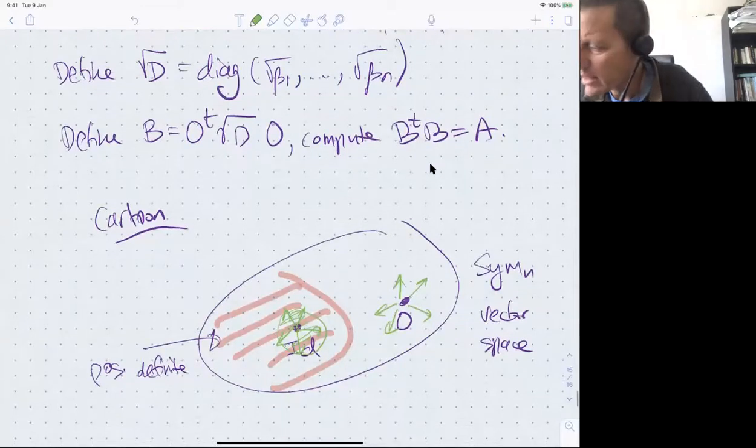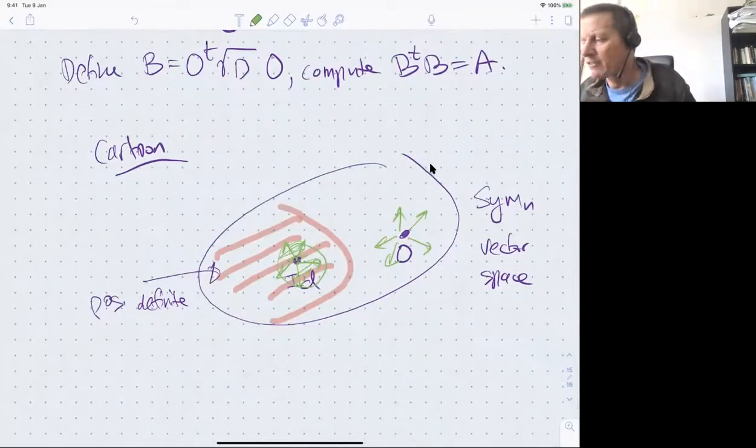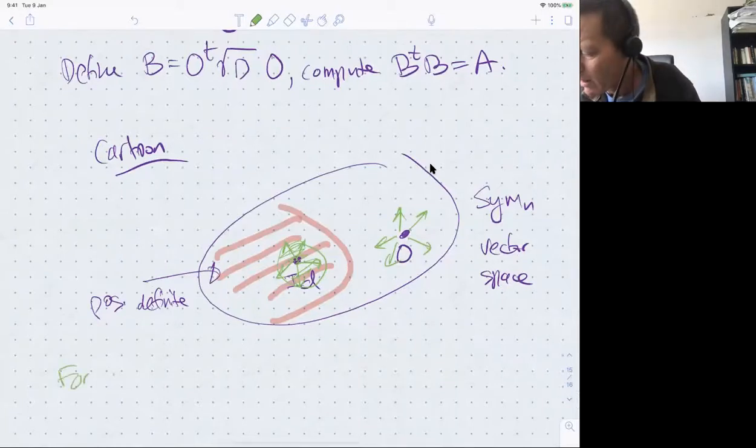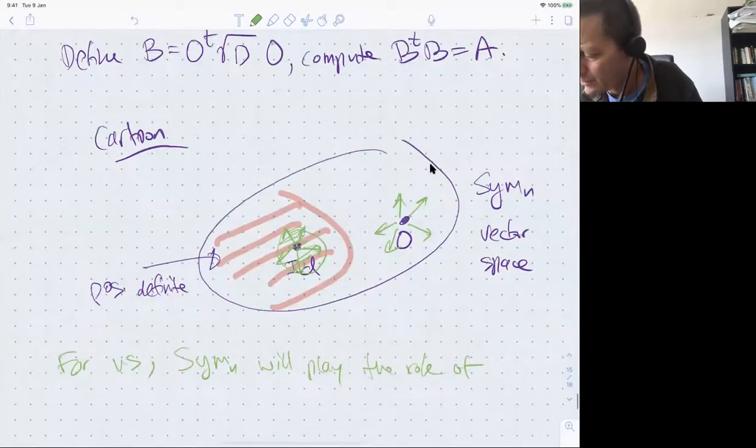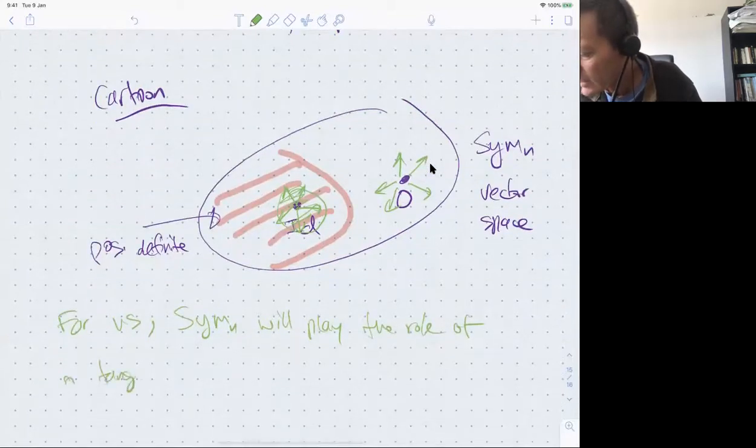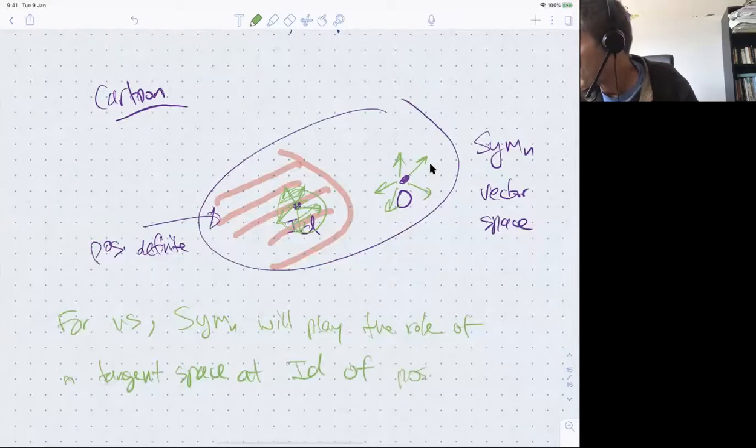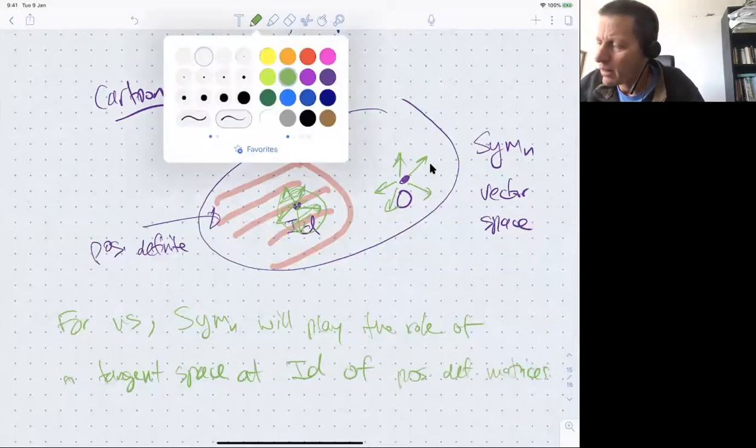So I'll just write that. That's just an intuitive discussion. I'll write that in green. So for us, Sym n will play the role of a tangent space at the identity of positive definite matrices. Okay.